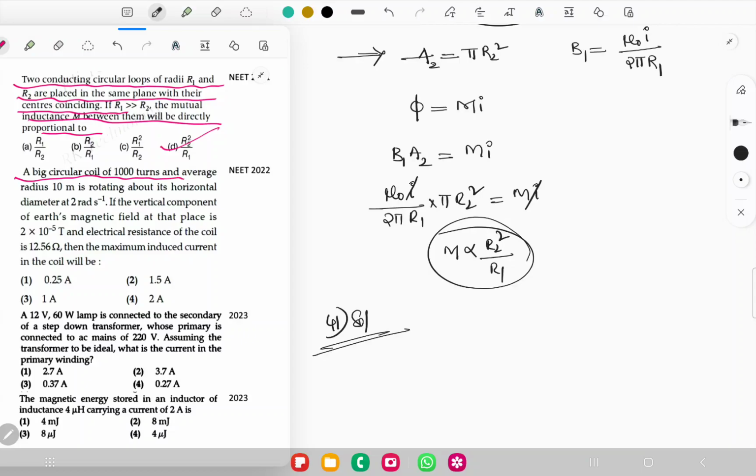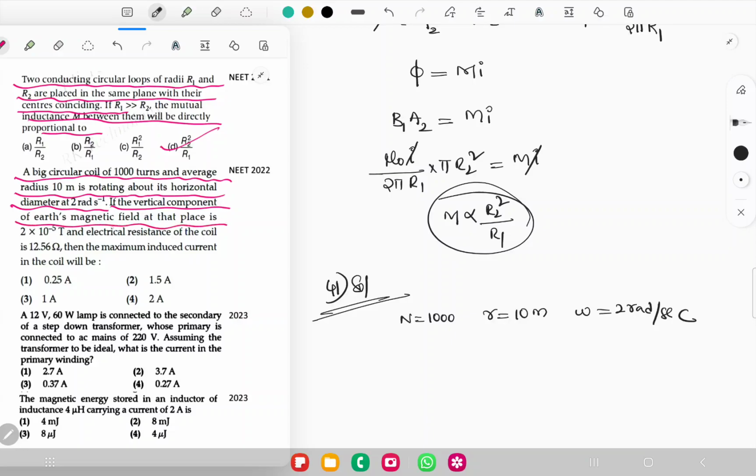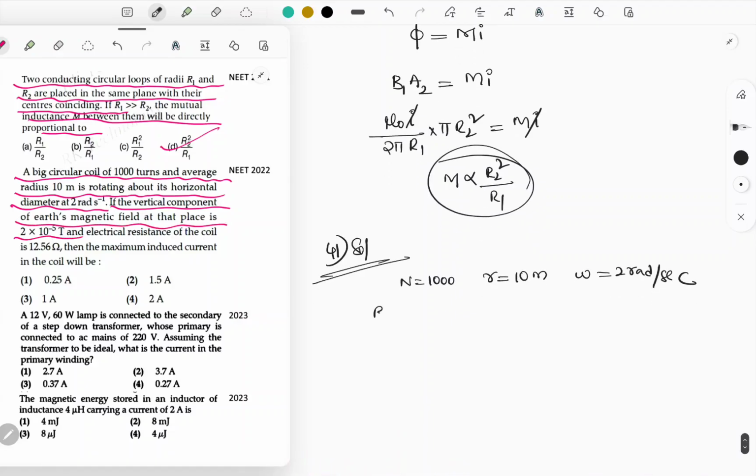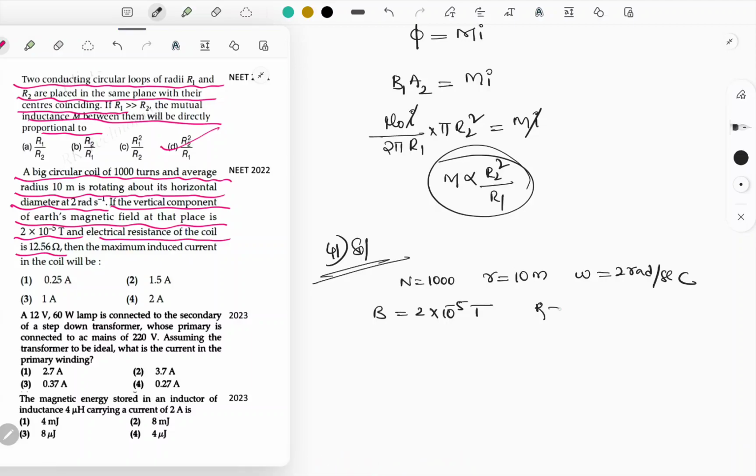A big circular coil of 1000 turns and average radius 10 meter is rotating about a horizontal diameter at 2 radian per second. So the number of turns they have given is 1000. Average radius is equal to 10 meter. Omega is equal to 2 radian per second. If the vertical component of Earth's magnetic field at that place is 2 into 10 power minus 5 Tesla, B is equal to 2 into 10 power minus 5 Tesla. Electrical resistance of the coil is given, R is equal to 12.56 ohms.